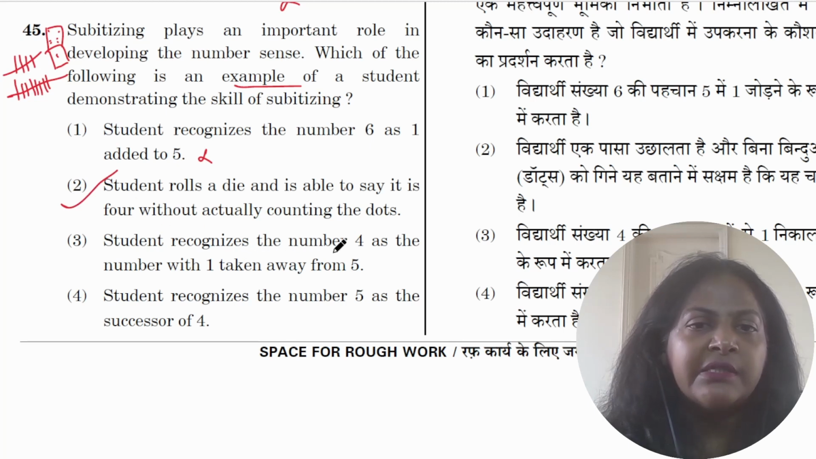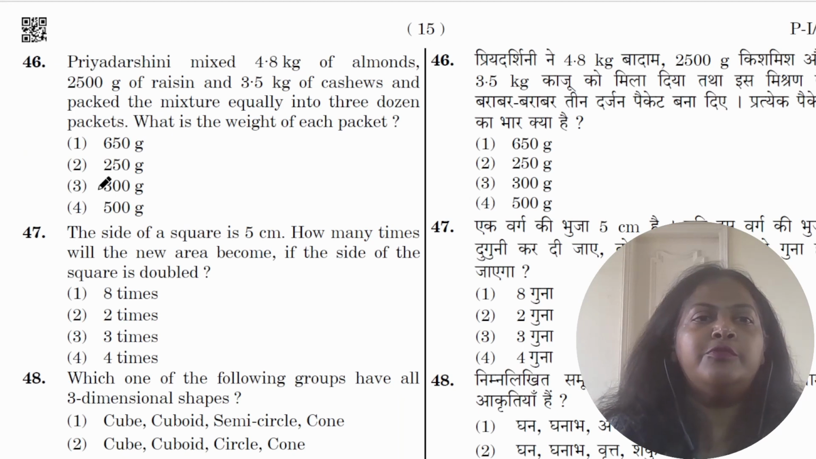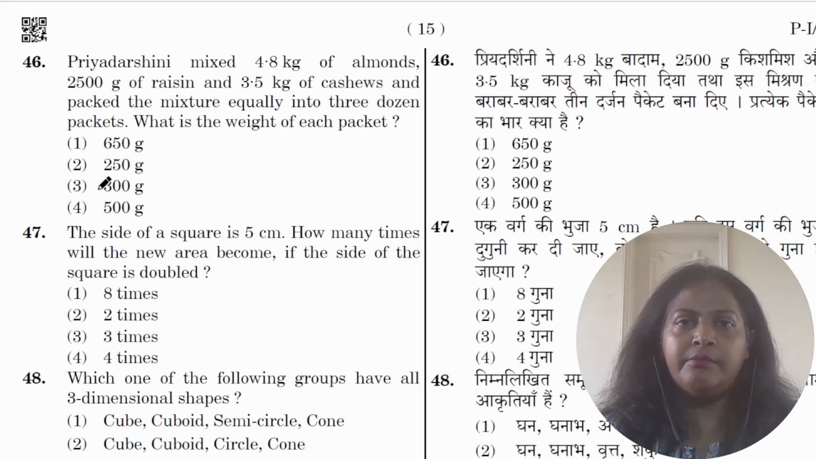Student recognizes the number 4 as 1 taken away from 5? No. Number 5 as the successor of 4? No. So 2 will be the correct answer. We now move on to the questions which are maths based.